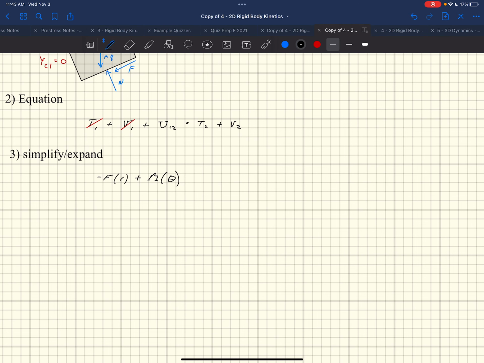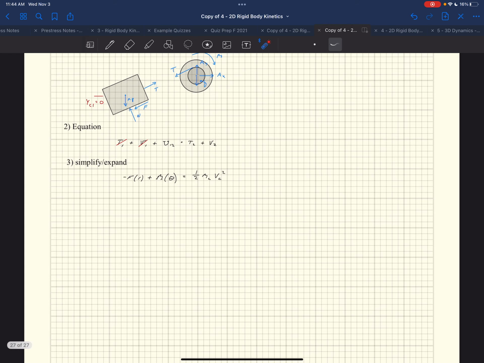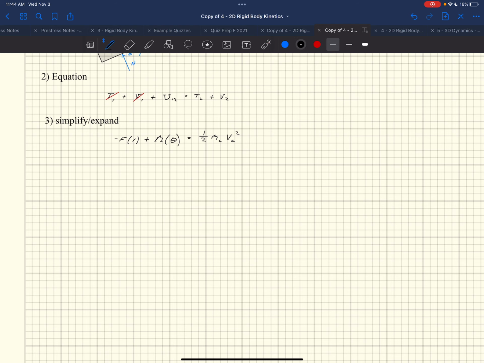And then it's equal to the kinetic energy at state 2. The kinetic energy at state 2 is 1/2 MC VC squared. Right? So that's the kinetic energy associated with that block. And then it's not rotating, so it doesn't need an I omega squared term. This guy isn't translating, but is rotating, so we do have to have a rotation component for that one. And so that's what this is.